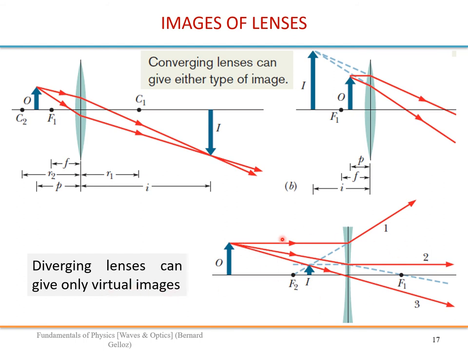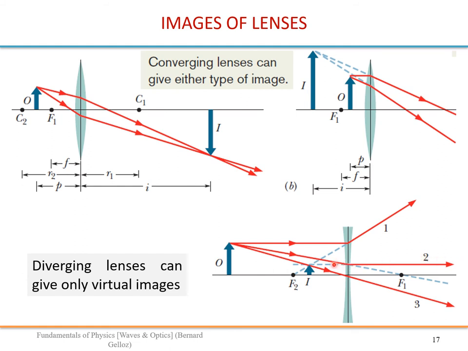So this is an example. You have your object here, your diverging lens here. You take a typical smart ray, one going through the center of the lens, so it is not bent. This is ray 3, actually. You can take ray 1, which is parallel to the central axis, and then emerges such that it should intersect F2, which is here. So you have to extend the line with a virtual ray, like that. And you can also take a ray that intersects F1, like this, and it will emerge parallel to the central axis. This is ray 2.